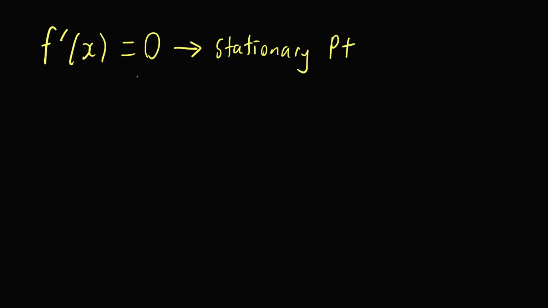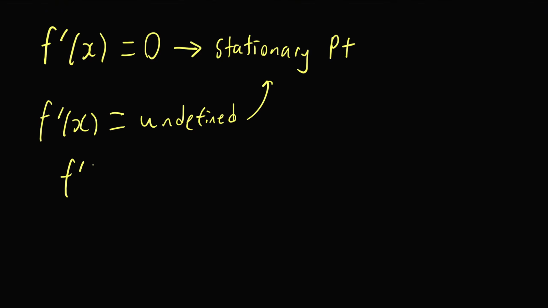And just as a final reminder, when f prime of x is equal to 0, the points that make f prime of x equal to 0 are stationary points. However, points that make f prime of x undefined are also stationary points. So for example, if f prime of x is equal to 1 over x, then x equals 0 should also count as one of the stationary points.